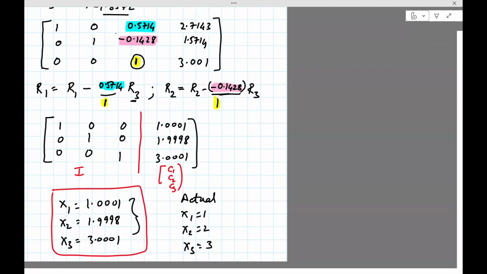Okay, so now question for you. Why did I end up getting 1.0001 or 1.998? Why didn't I get x2 equals 2? Yeah. One possible reason I could think of would be that you have not enough numbers after the decimal. That could be a reason. After the decimal, you mean? Yeah. That's actually the correct answer.